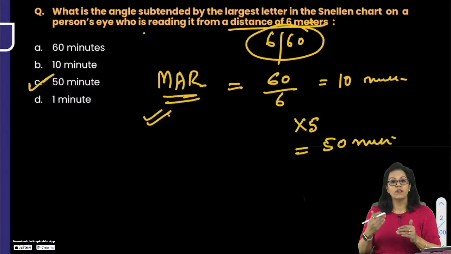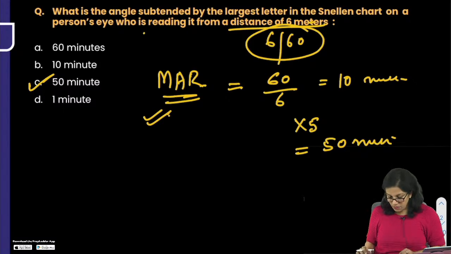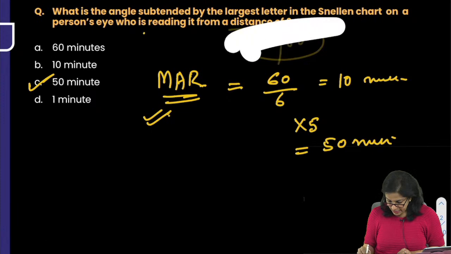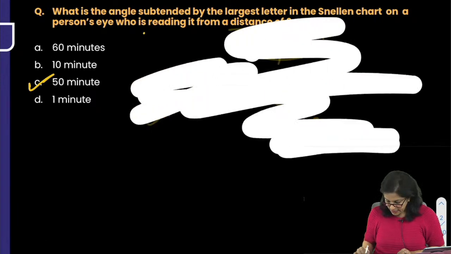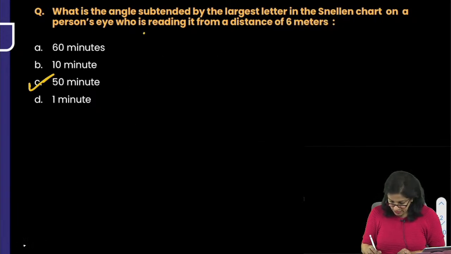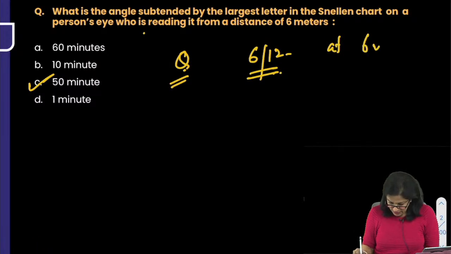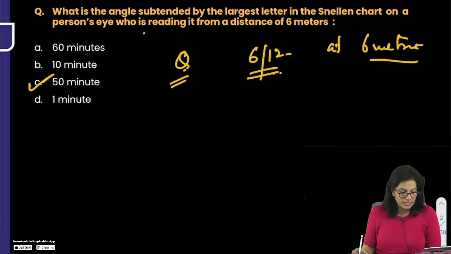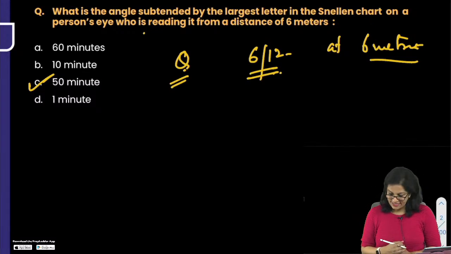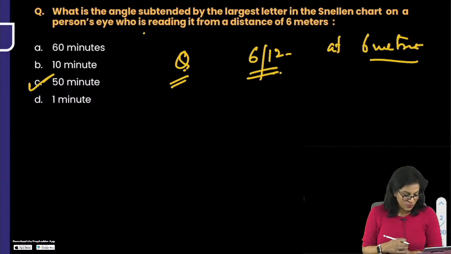So you can solve one more question for me. Can you tell me what will be the angle subtended by a 6 by 12 line? All of you solve this. My next question for you: suppose they ask you what is the angle subtended by a 6 by 12 line at 6 meters. If this is what they want to ask you, how will you do it? Tell me this. I am waiting for the answer. It is the 6 by 12 line. So what will be the answer here?